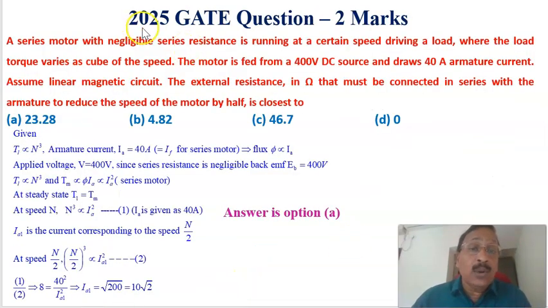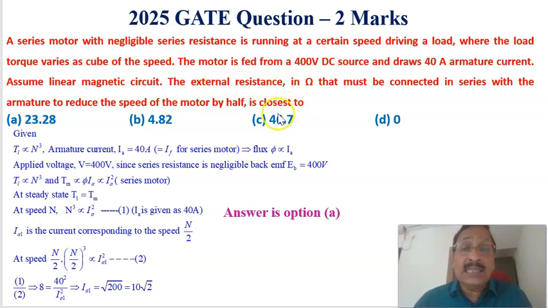Now let us see another problem, a 2025 GATE question that also carries 2 marks. A series motor with a negligible series resistance is running at a certain speed driving a load, where the load torque varies as a cube of the speed. Or here the load torque is proportional to N cube. The motor is fed from a 400 volts DC source and draws 40 amperes armature current when it is starting. Assume a linear magnetic circuit.